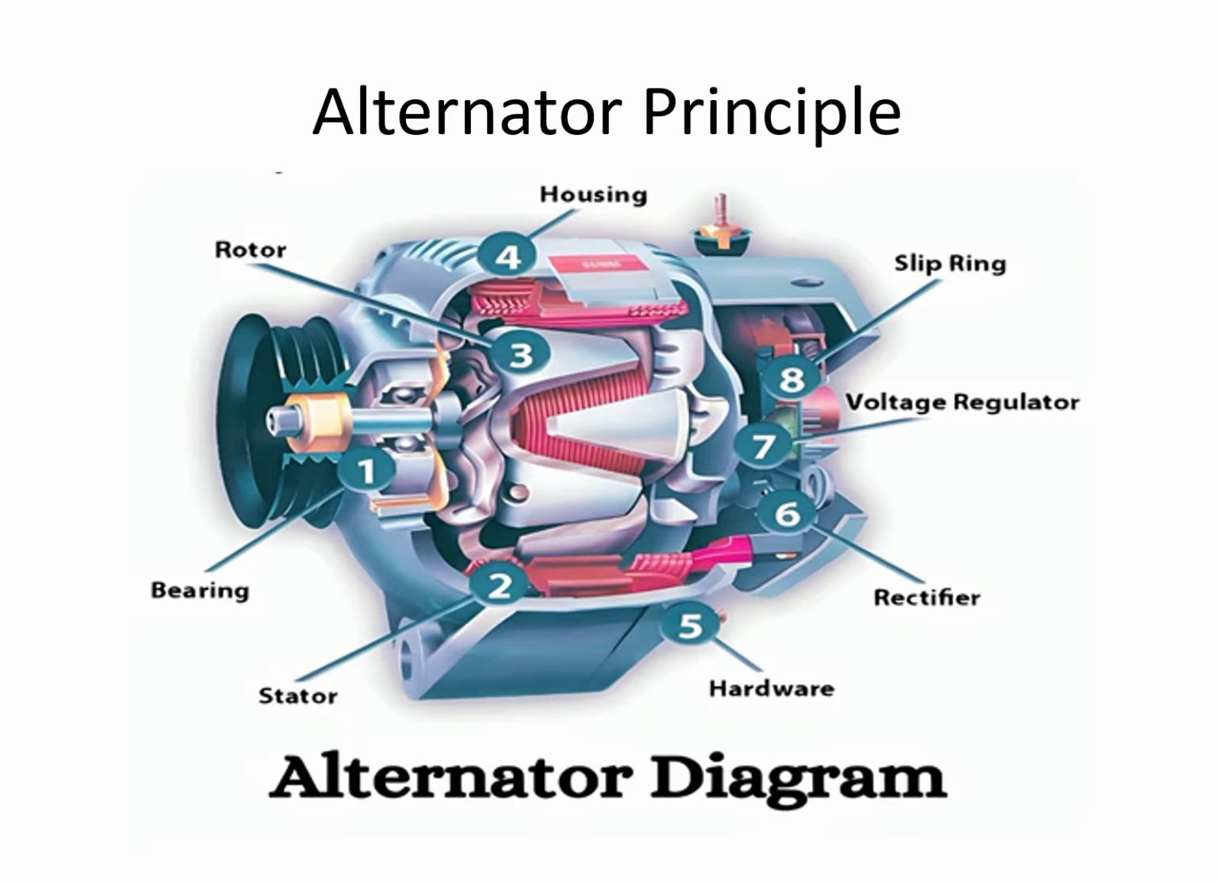As shown here, it has several main parts for its construction: rotor, housing, slip ring, voltage regulator, rectifier, hardware, stator and bearing. Basically, there are two types of alternator construction available. One is stationary flux based construction, and another one is rotating flux based construction.